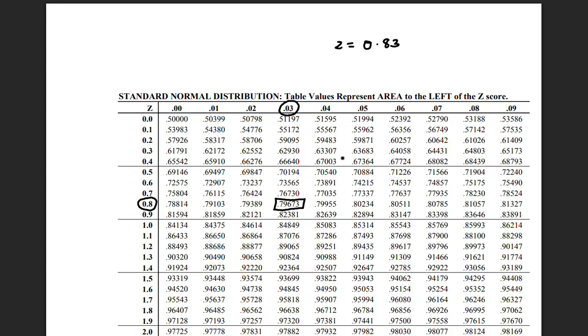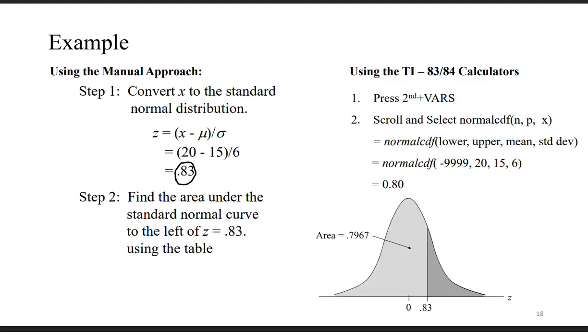And so we look at the intersection between the first 2 digits and then the last digit. 0.8 on this side, the 0.03 on that side. And where they meet, that is the probability we're looking for. So from the table, the area is 0.7967, and that is how we find the probability for a normal distribution.